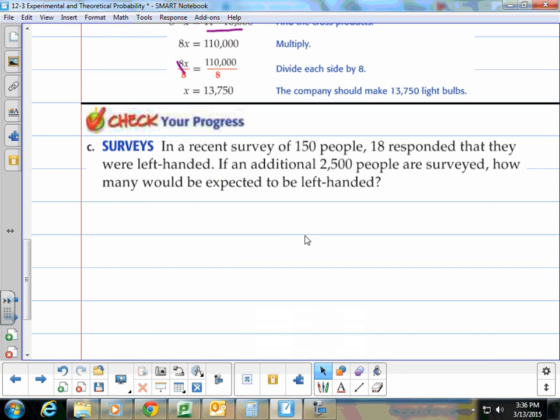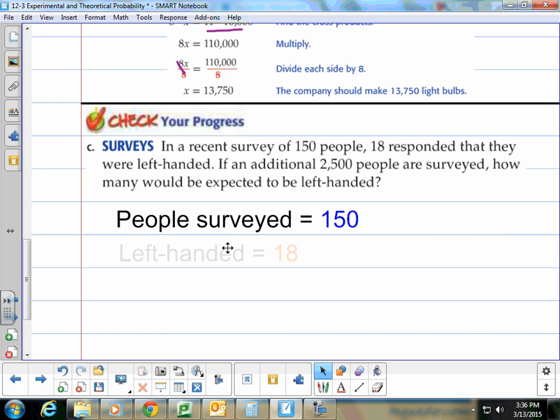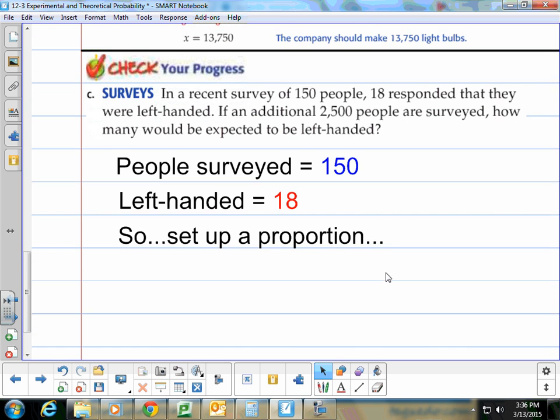So last, check your progress here. In a recent survey, 150 people were surveyed, and 18 people responded that they were left-handed. If an additional 25,000 people were surveyed, how many would you expect to be left-handed? So again, we're going to use a proportion. We know that people surveyed, the total was 150. We know that out of those 150, 18 were left-handed. So we set up a proportion.